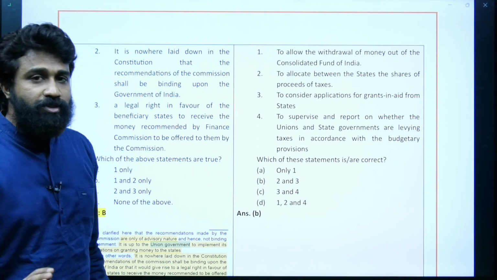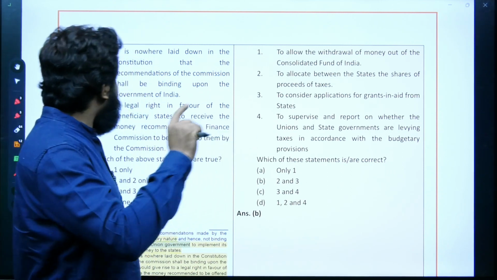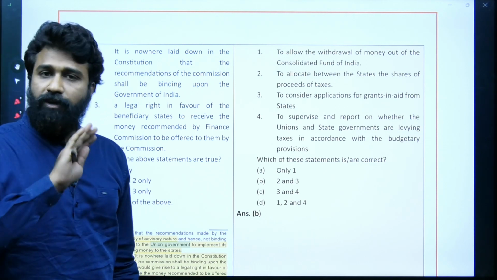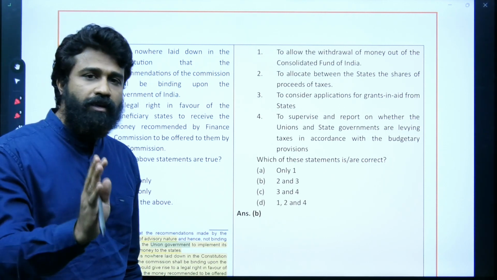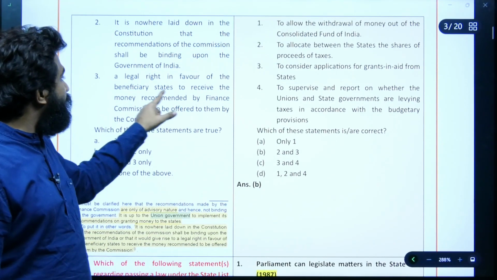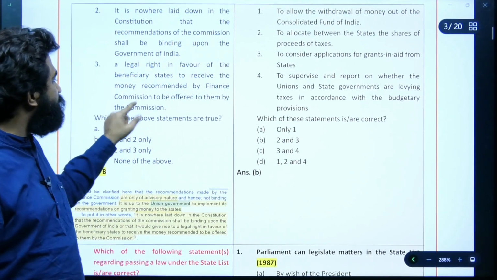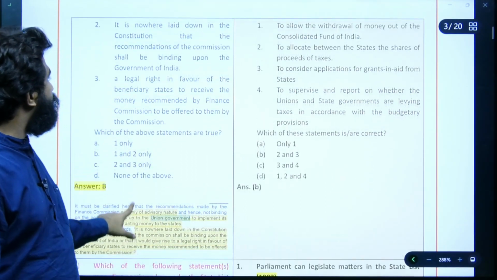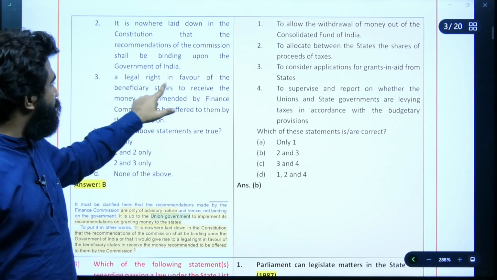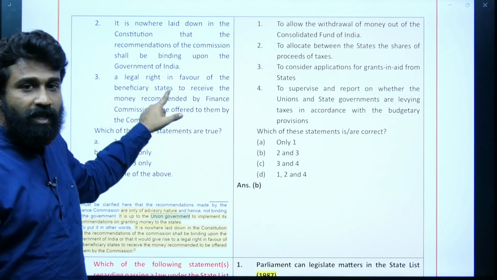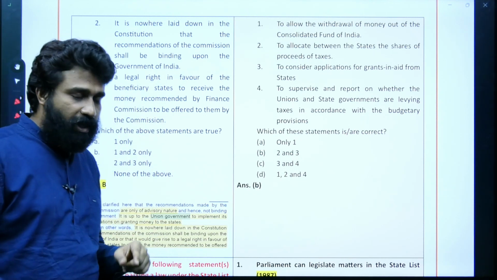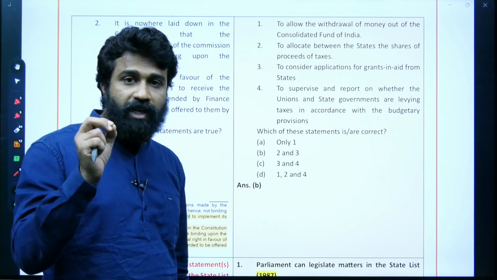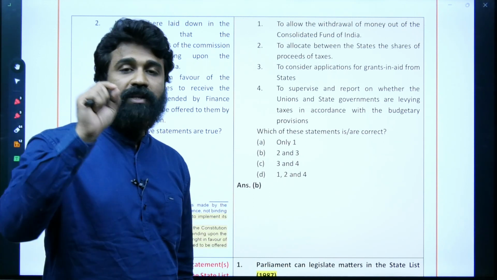It is not at all written in the constitution that the recommendation of the finance commission must be followed by the central government. That kind of notion is not mentioned or given in the constitution. And also, a legal right in favor of the beneficiary states to receive the money recommended by the finance commission is not provided. Statements 1 and 2 are the only right ones, because a state cannot go to the court to seek more money from the central government based on the recommendations given by the finance commission.